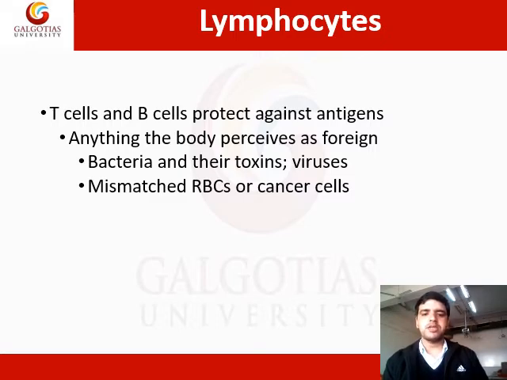T cells and B cells help in the protection against antigens. Anything the body perceives as foreign, that is bacteria and their toxins, viruses, mismatched RBCs or cancer cells, which are not directly a part of our human body. If the T cells and B cells detect those things, they automatically fight against them so that harm to the body can be avoided.